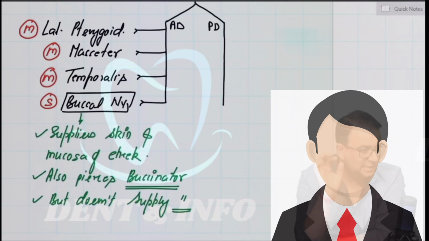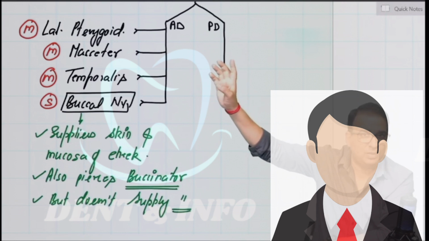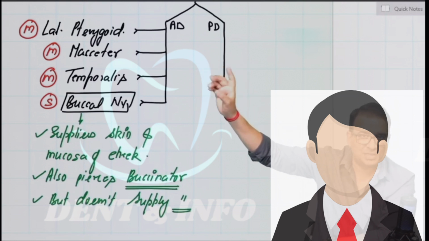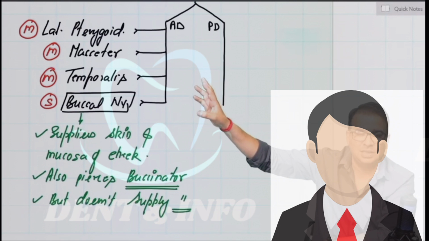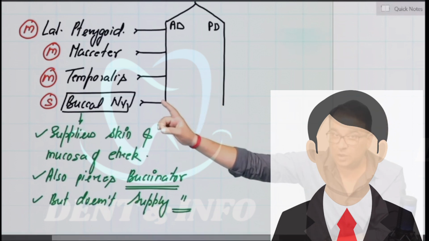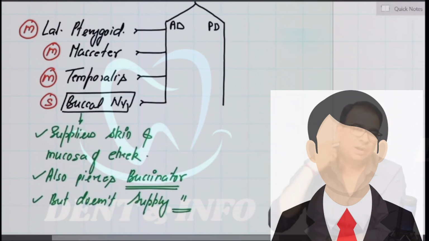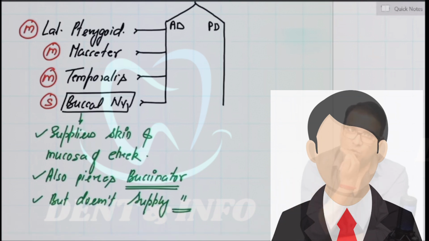So that's about the anterior division, guys. I repeat again, it gives three motor branches to the remaining muscles of mastication, that is lateral pterygoid, masseter and temporalis. It gives off one sensory branch, which is a very good question to ask: the buccal nerve, buccal means cheek. This nerve supplies the skin of the cheek, the mucosa of the cheek from inside, pierces the buccinator, but doesn't supply the buccinator.